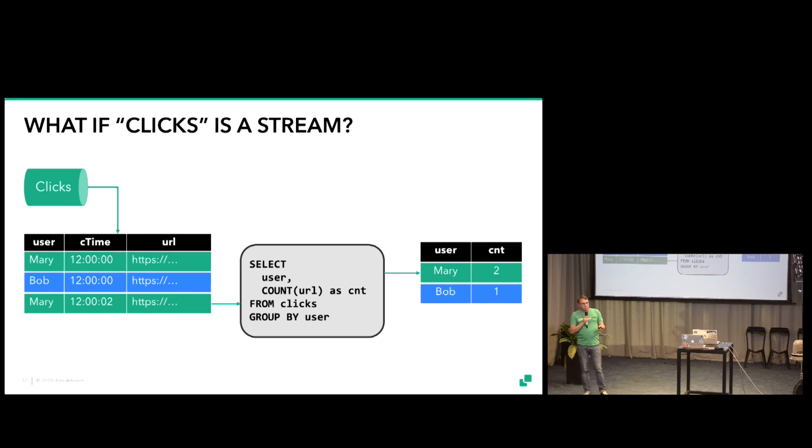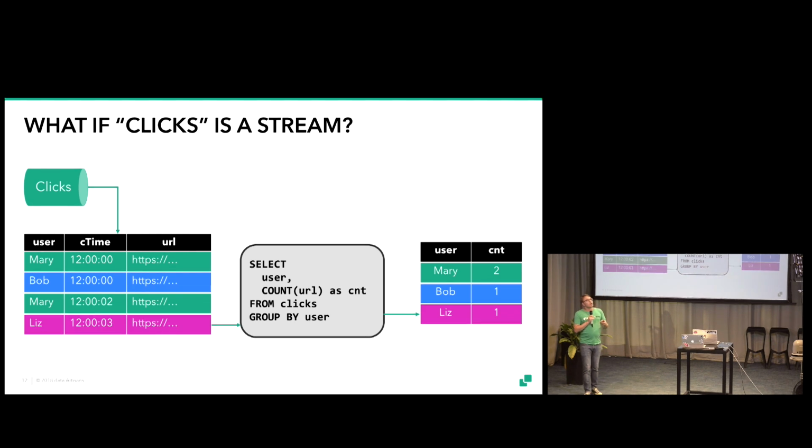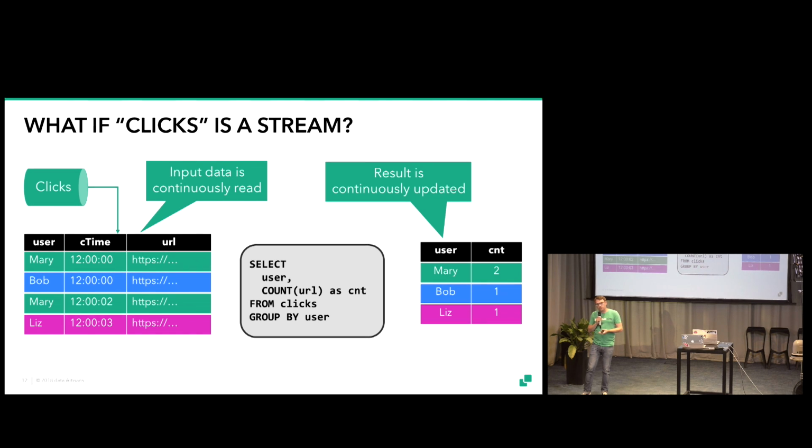If another row for Mary appears, we have to update our result. So we have to say Mary has now a count of 2, and so it goes on. So the input is read continuously, the result is produced continuously, and the important thing is that the result is in both cases the same.